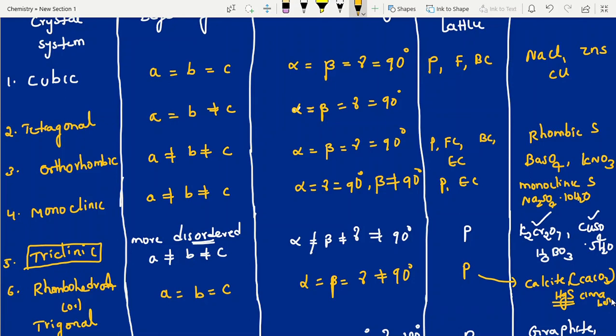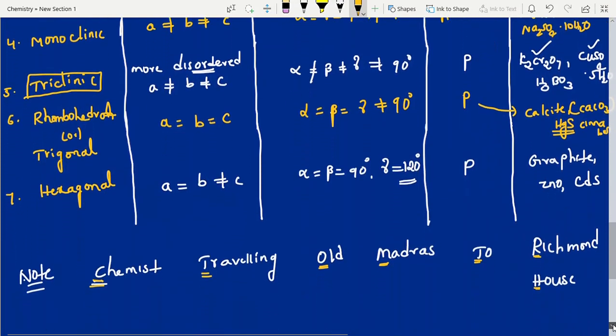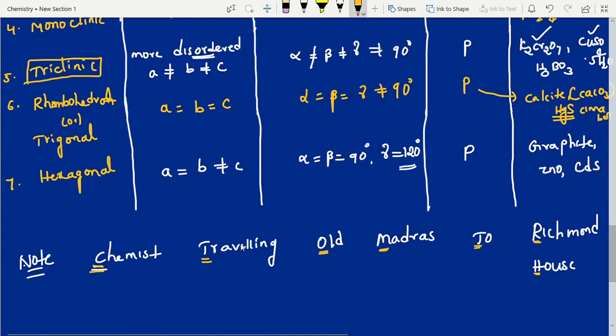Once again, I am telling what this is. First, what we have to write: the shortcut we used, students. Is it completed, all crystal systems? Yes. See, note: Chemist Traveling Old Madras to Richmond House. Easily you can remember. Cubic, next one tetragonal, next orthorhombic, yes, monoclinic, triclinic, rhombohedral, next hexagonal, right?